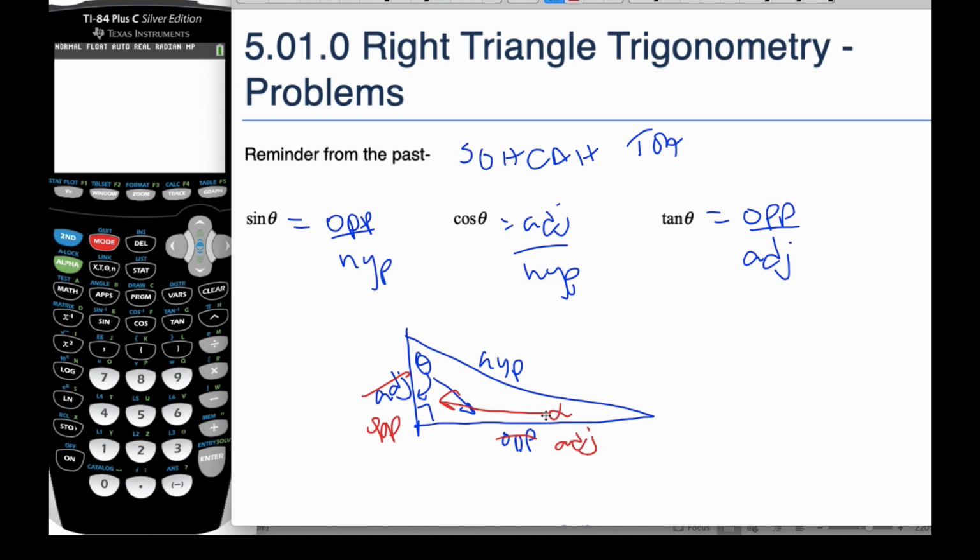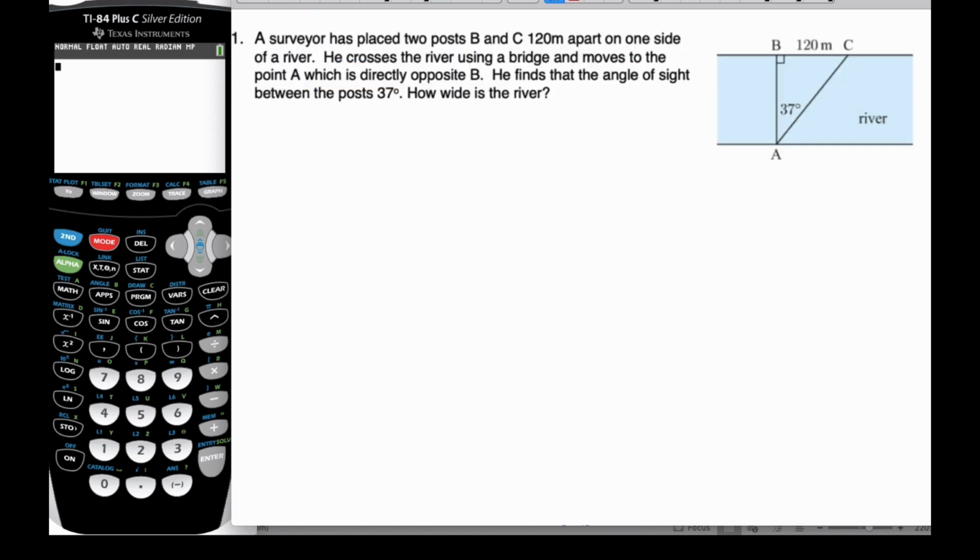Okay, so that's just a reminder of how this works. SOHCAHTOA: opposite over hypotenuse is sine, cosine is adjacent over hypotenuse, tangent is opposite over adjacent. You need to memorize those and have them solid in your head. Okay, let's try a problem now. So take a moment, read this problem. Let's see what it is.